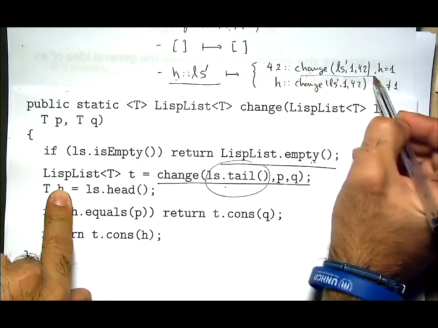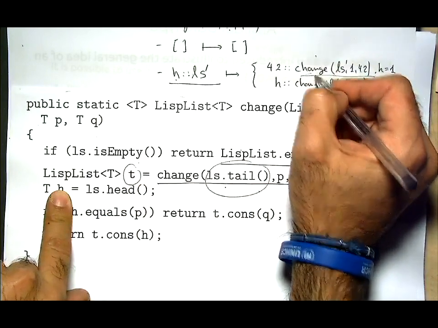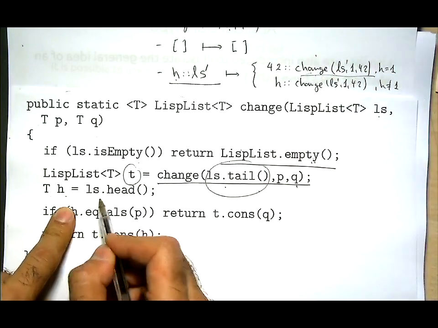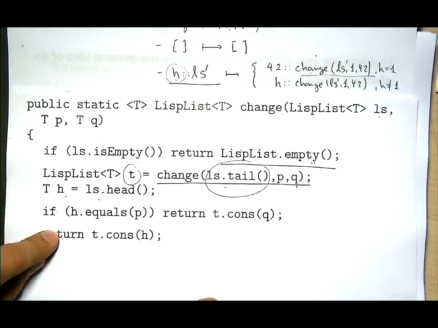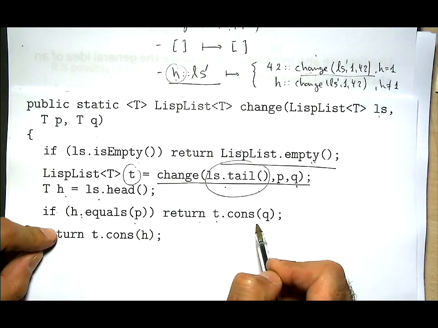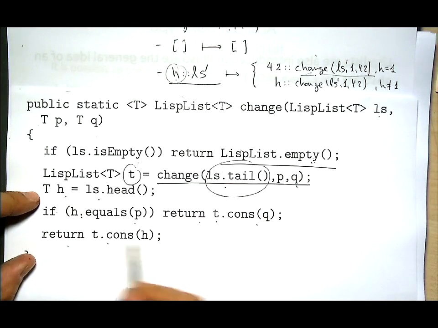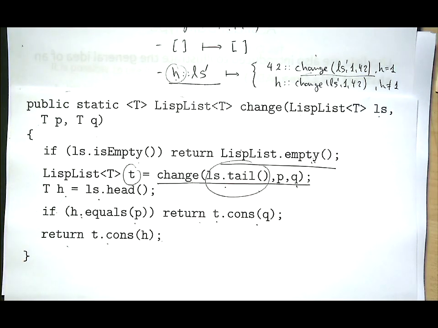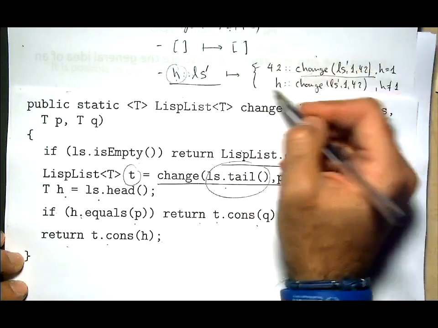So I do this, and this gives me t. So t is this one here. And let h be the head of my original list. So it will be this one. And then, if h equals p, then return t and add in the front q. So change p to q. Otherwise, just return t, adding at the beginning h. So this is the first case, and this is the second case.